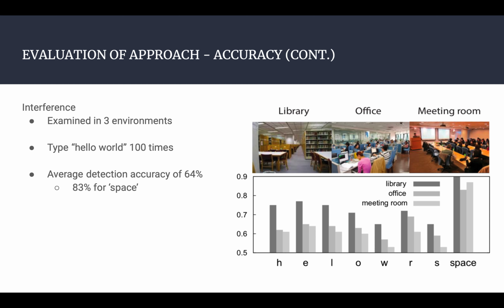The researchers also wanted to test their approach with some background noise. So they tested it in 3 situations: a quiet library, an office bustling with people, and a noisy meeting room. And they varied the experiment a little bit. They had the words "Hello World" typed 100 times in each situation and tried to recover each keystroke. And their approach achieved detection accuracy of at least 64% in these noisy rooms, with more than 83% of the character space recovered, even in the noisy room.